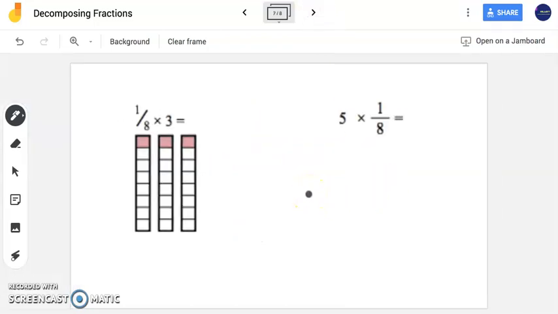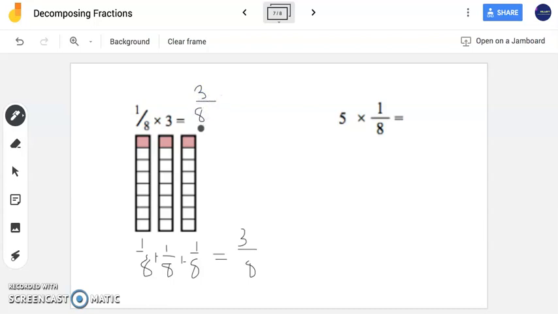Now here, I have a multiplication problem. My goal here, we have 1/8 times 3. So we know that 1/8 times 3 is the same as 1/8 plus 1/8 plus 1/8. And in fact, that's what my picture shows me here. Notice I have 1/8 shaded here, 1/8, and 1/8. Now when I add those three fractions together, I get 3/8. But if I also choose to multiply 1/8 times 3, I also get 3/8.